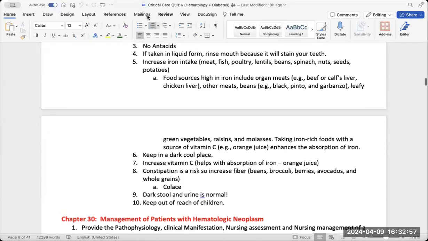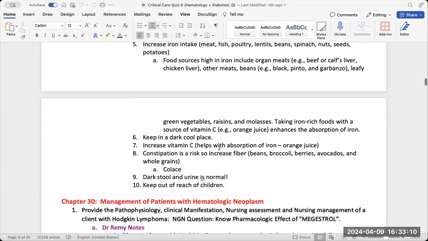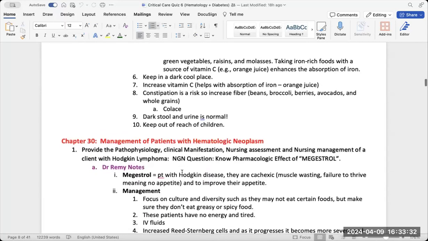We already talked about different foods that increase iron intake. So meat, fish, poultry, beans, nuts, seeds, all that stuff. The green leafy vegetables, vitamin C, like we said, helps enhance the absorption. And we also want them to increase their fiber intake because iron can cause constipation. But remember that dark stools and dark urine while taking ferrous sulfate is okay. That is expected when taking this medication. That's not alarming. We don't think they're bleeding. That's okay. I just wanted to put that in mind.